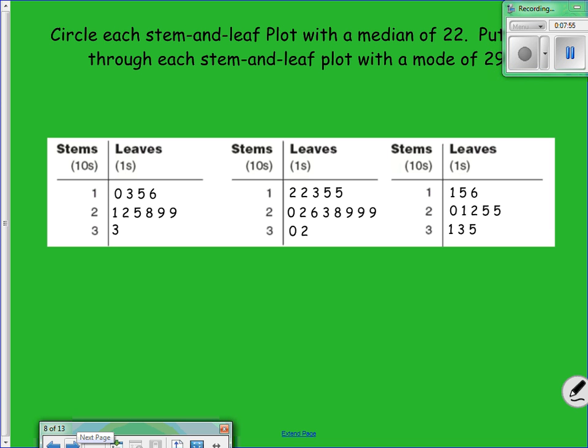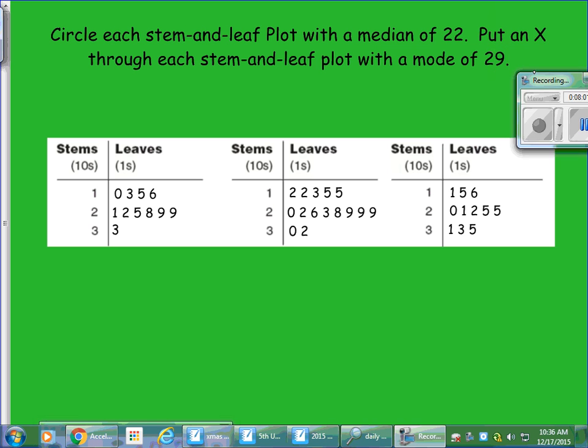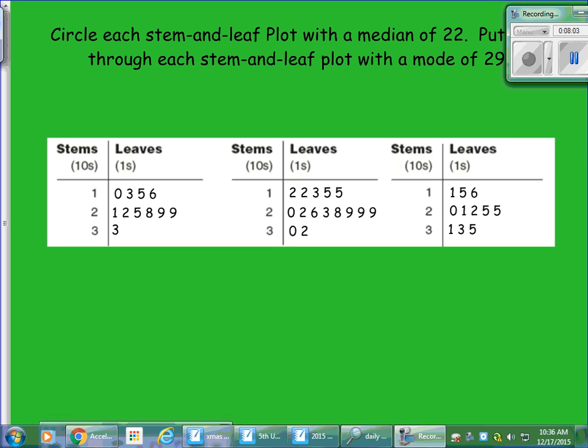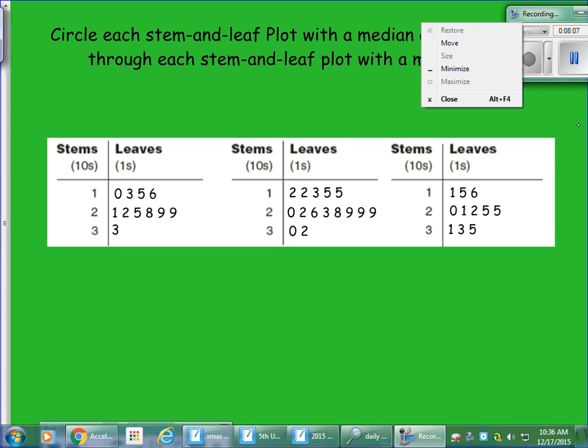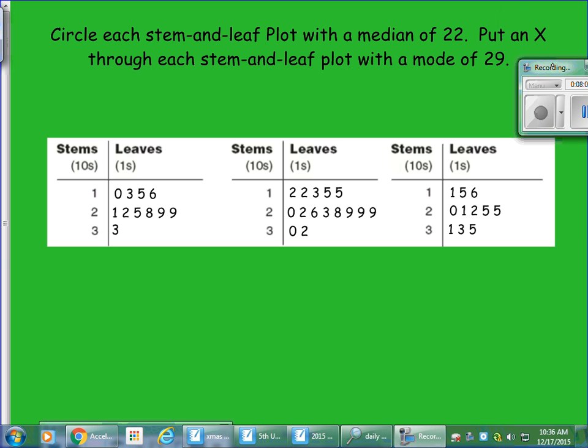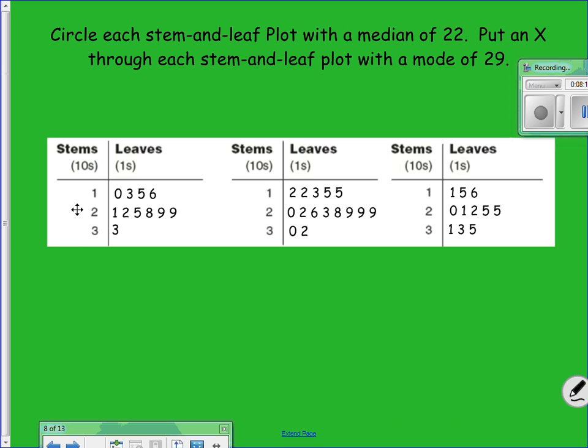Circle each stem plot with the median of 22. A median of 22, and we have a mode of 29. Put an X. So let's just circle the ones with a median of 22 right away. So we have a 22 here. We have a 22 here. We have a 22 here. Let's take a look here. So they're already in order for us. Cross these off as we go.